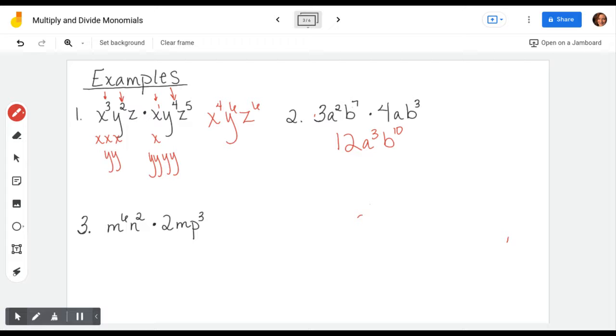Okay, for number 3. On the coefficients, I have a 2 here. I don't have anything there. Just like with normal variables, if you don't see a number written, there's really a 1. 1 times 2 is 2. On my m's, I have m to the 6th and then m or m to the 1st. So altogether, that would be m to the 7th. N to the 2nd, and look, there's no n in the other one, so I just need to leave it n to the 2nd. And then same deal with the p's. There's p to the 3rd in the right monomial, but none in the left, so I'm just going to include that p to the 3rd.